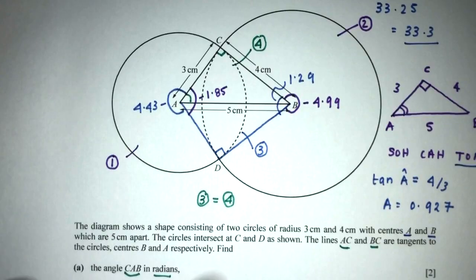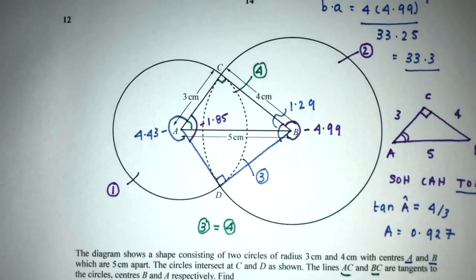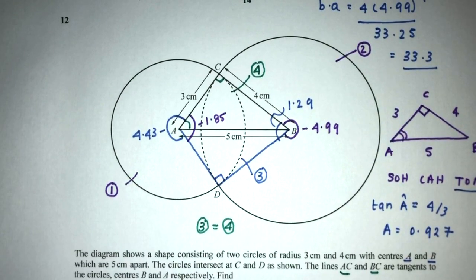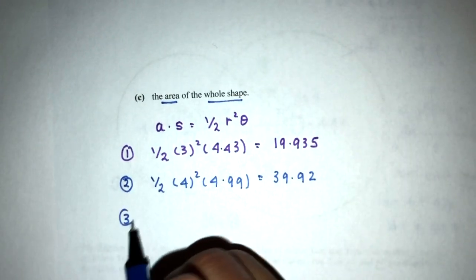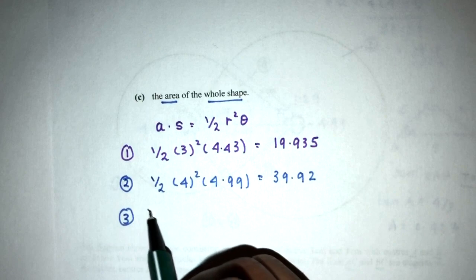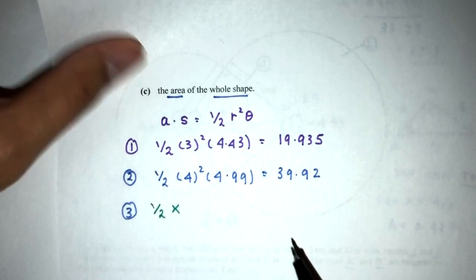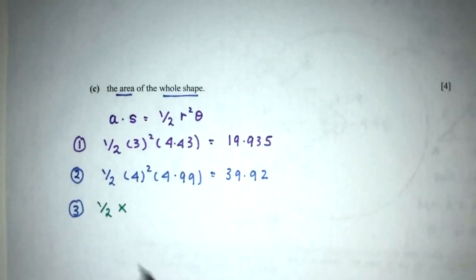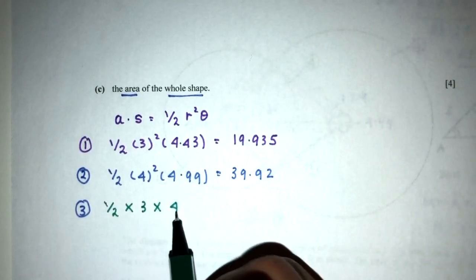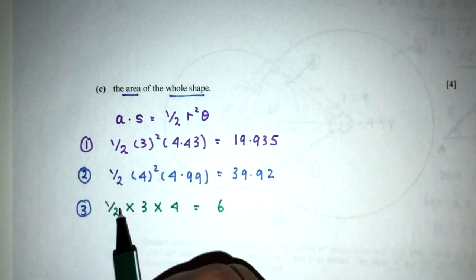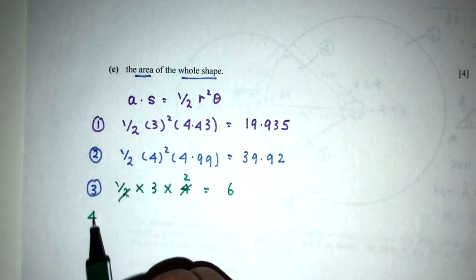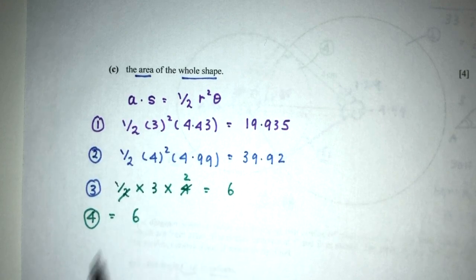And now for area number 3 or number 4, let's find number 4. As you can see, it is a right angle triangle. Area can be found by using half times base times height, right? So number 3 has to be half times base. The base is 3. Height is 4. So there will be 2 here, so that has to be 6. So finally, number 4 as well, it's the same triangle, also 6.